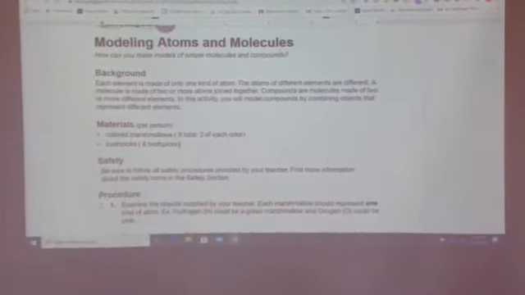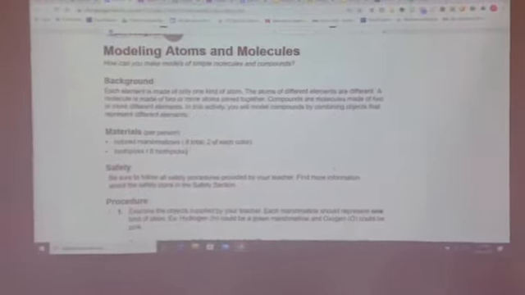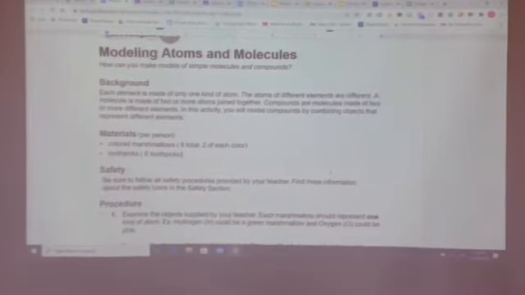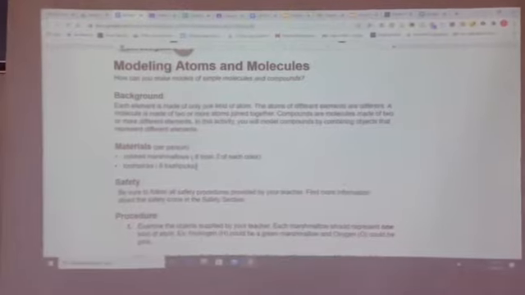Now, our materials for today are colored marshmallows and toothpicks. We're going to have 8 marshmallows total. We're going to have 2 of each color. And we're going to have toothpicks. For safety, we're just going to be really safe with the toothpicks to not stab ourselves.